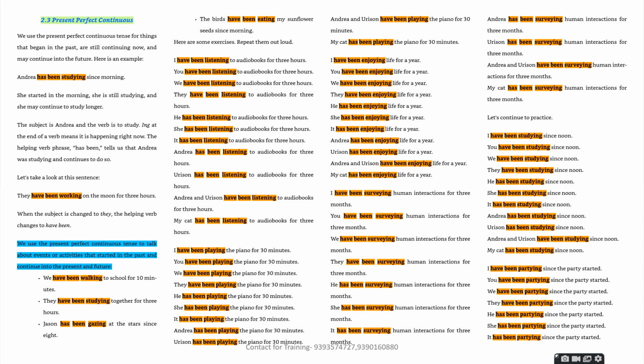We use the present perfect continuous tense to talk about events or activities that started in the past and continue into the present and future. You have to repeat them aloud so that your spoken ability will be refined. I have been listening to audiobooks for 3 hours. I have been enjoying life for years.